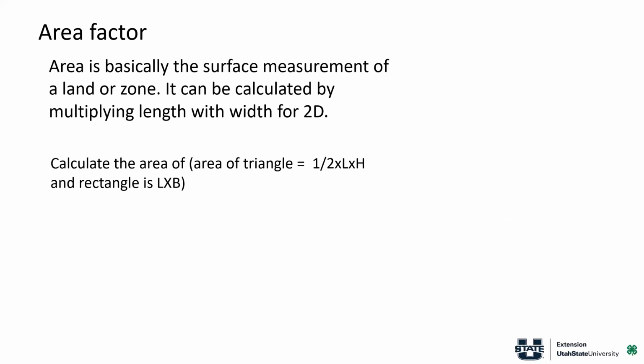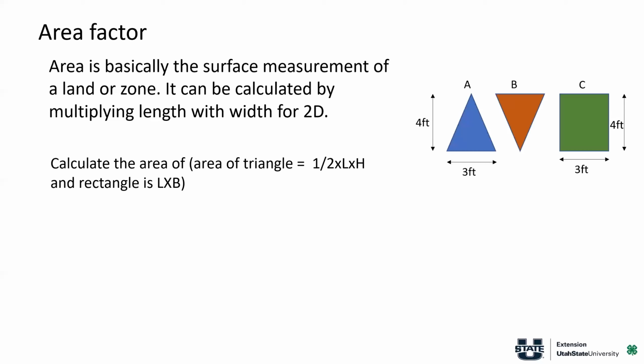Now let's go to area factor. Area is basically the surface measurement of a land or a zone. It can be calculated by multiplying length with width. So this is basic math for all of us. And in the landscape, landscape can be of different shapes, different types, and then we need to calculate the area for landscape to determine the water need.